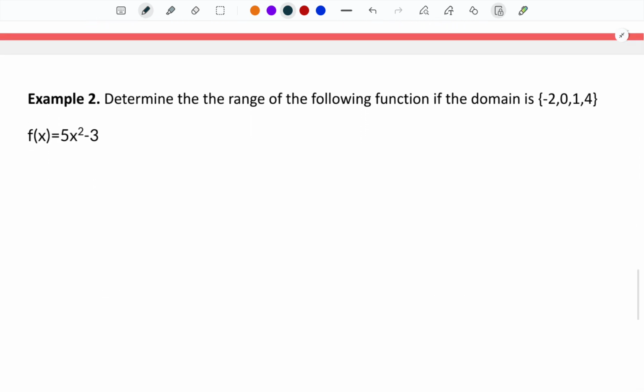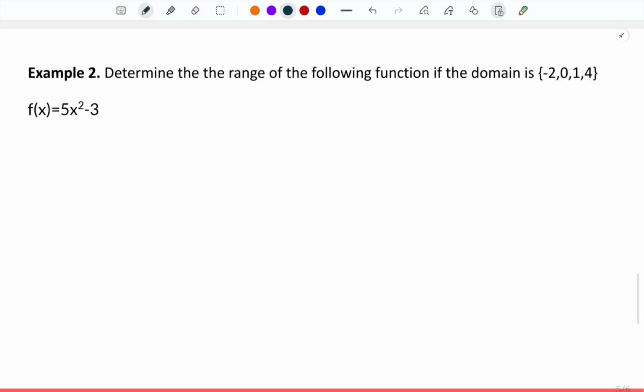Let's continue onwards. So now we're going to work with this question here where we're determining the range based on a given domain. So let's say you only had these inputs, -2, 0, 1, and 4. What would be the outputs then? So in this case, even though it's a quadratic, if you were to plug in any x value, you would be able to get a bunch of y values.